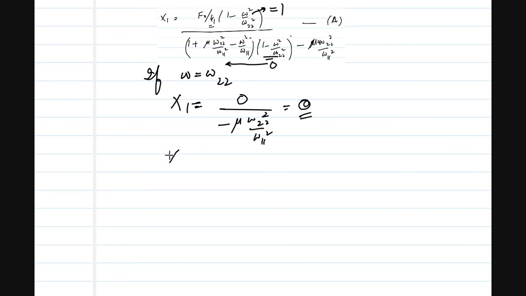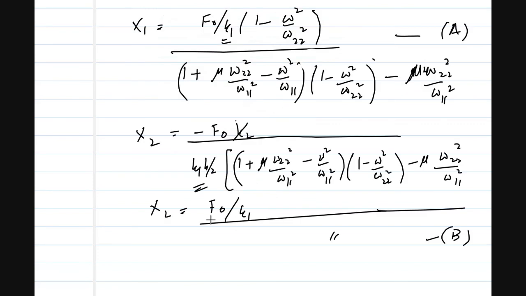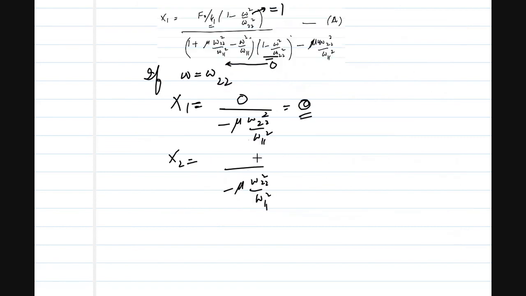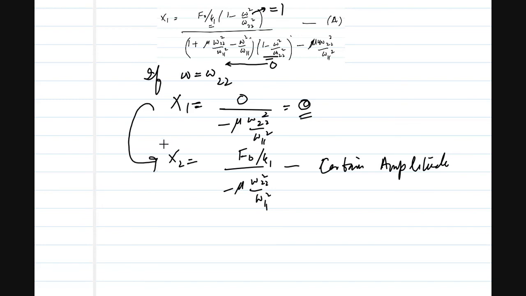And what is x2? By using the same condition, it becomes minus mu omega 2 square by omega 1 square in the denominator, and in the numerator, because this term is not in the x2, this term remains, that is f naught over k1. This means that when x1 is 0, x2 has a certain amplitude. It is not 0, which means that vibration has been absorbed from x1 to x2. That's why it's called a vibration absorber.